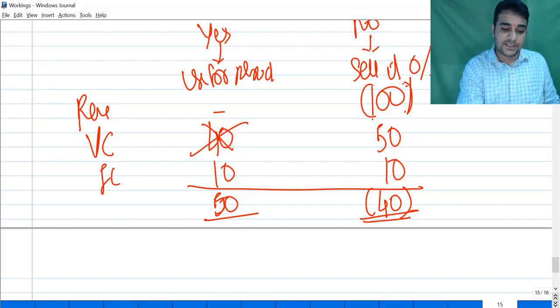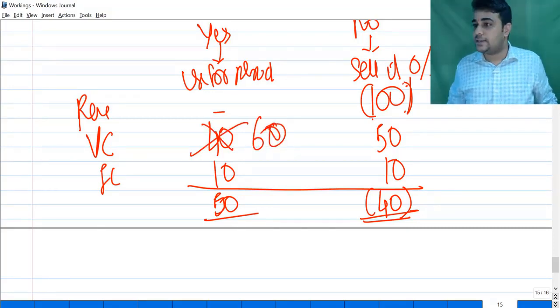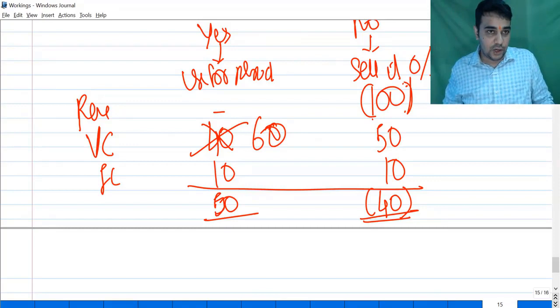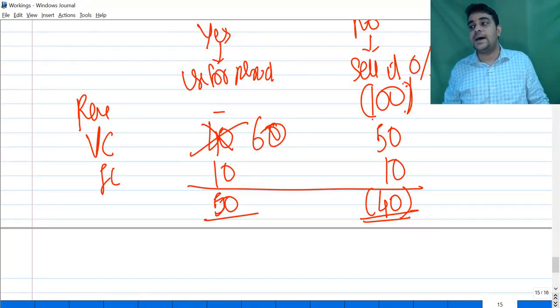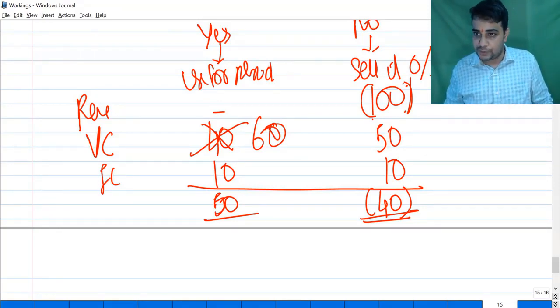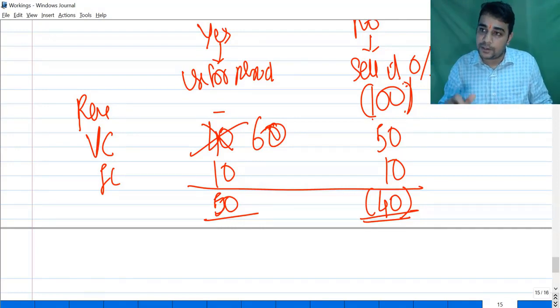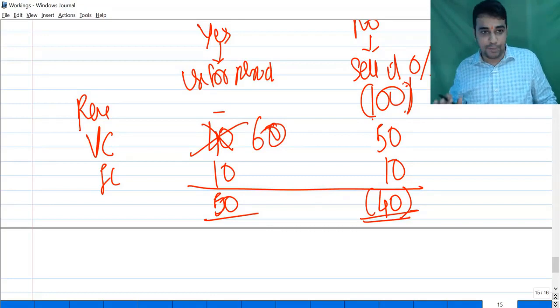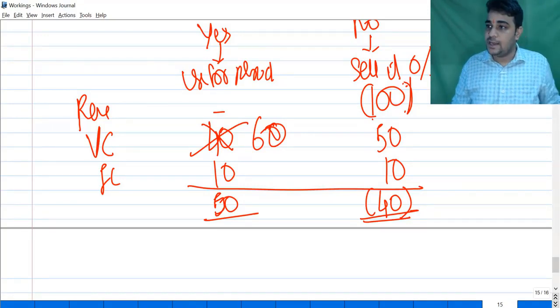For example, if this side it was 60, 70 minus of minus 40 would have become 110, which is nothing but 100 rupees plus extra 10 rupees of variable cost. Lost revenue plus or minus change in variable cost. If you are incurring extra variable cost, add it. If you are incurring lesser variable cost, subtract it.